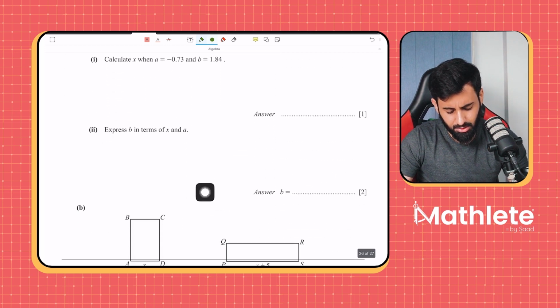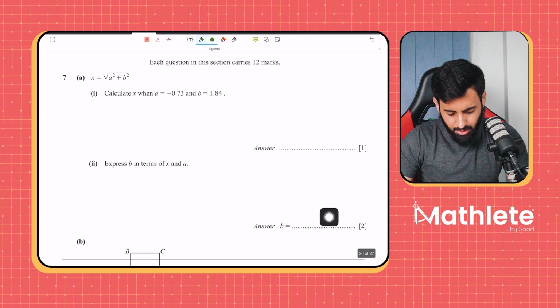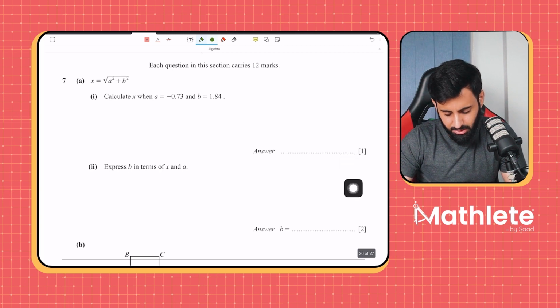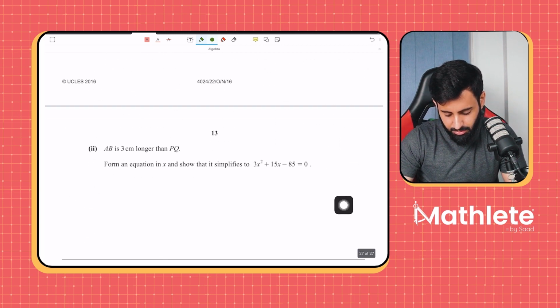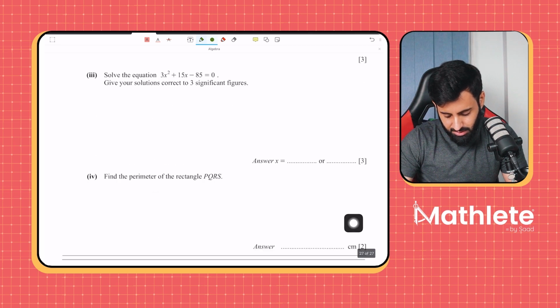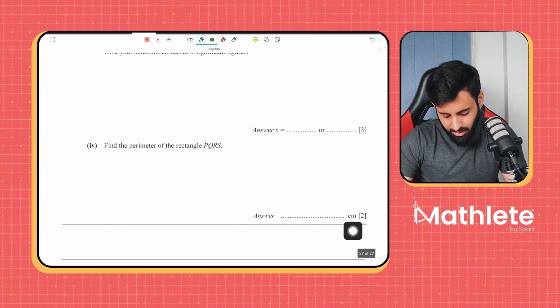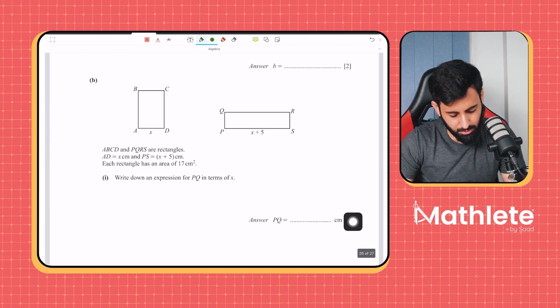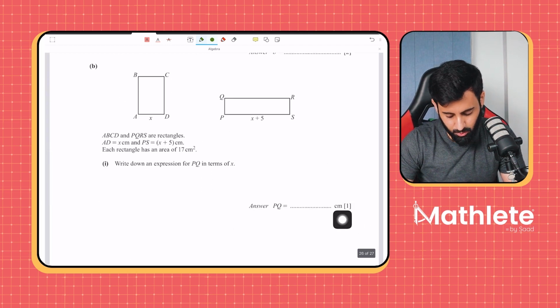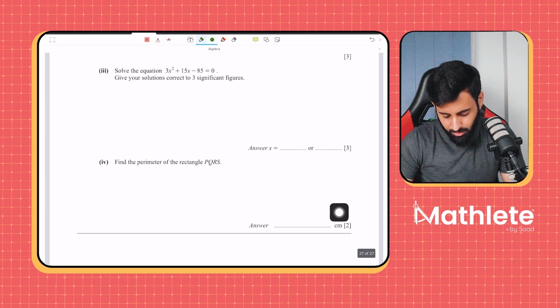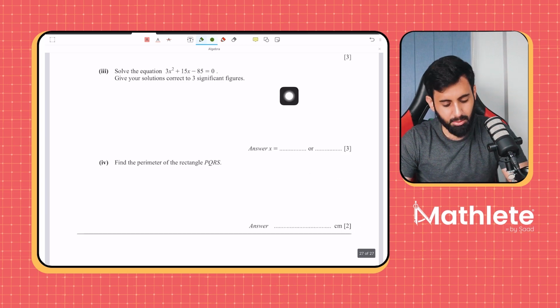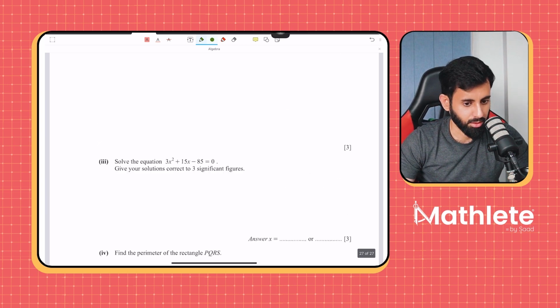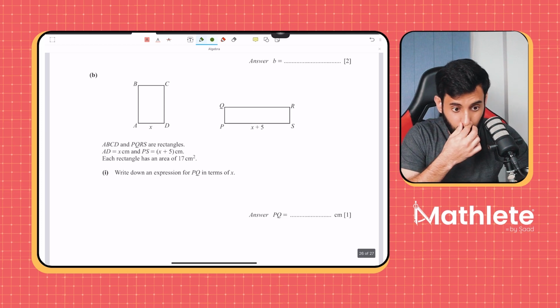I skipped this because it's not relevant to what we're doing. But if you calculate the marks, you have 1 plus 2, that's 3. 3 plus 1, 4. 4 plus 3, 7. 7 plus 3, 10. 10 plus 2, 12. And if you just take into account the word problem leading to quadratic equations, 1 plus 3, 4, 4 plus 3, 7, 7 plus 2, 9. So it's a 9 mark question.